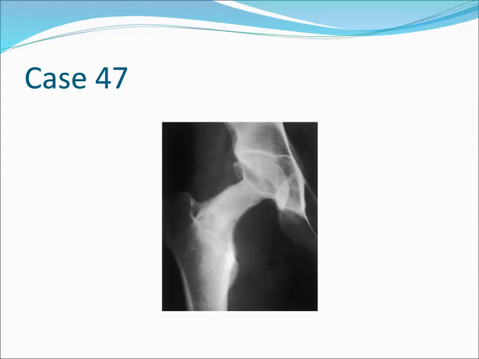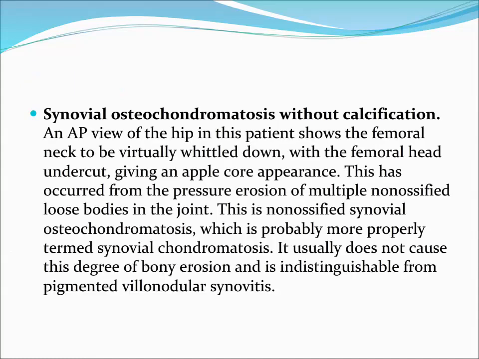Synovial osteochondromatosis without calcification. An AP view of the hip in this patient shows the femoral neck to be virtually whittled down, with the femoral head undercut, giving an apple core appearance. This has occurred from the pressure erosion of multiple non-ossified loose bodies in the joint. This is non-ossified synovial osteochondromatosis, which is probably more properly termed synovial chondromatosis. It usually does not cause this degree of bony erosion and is indistinguishable from pigmented villonodular synovitis.